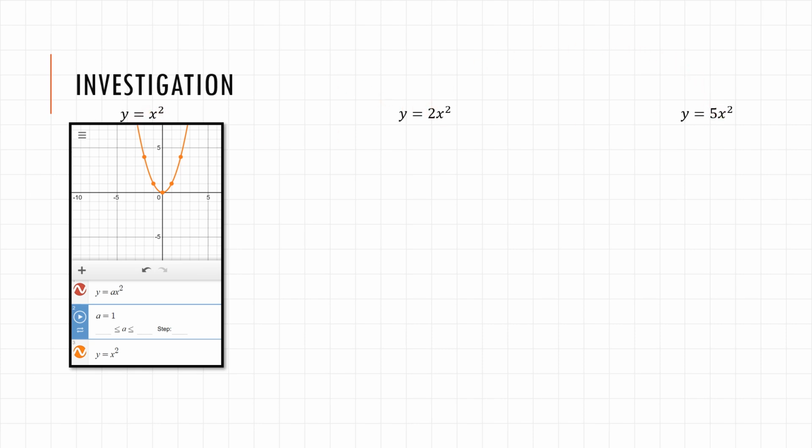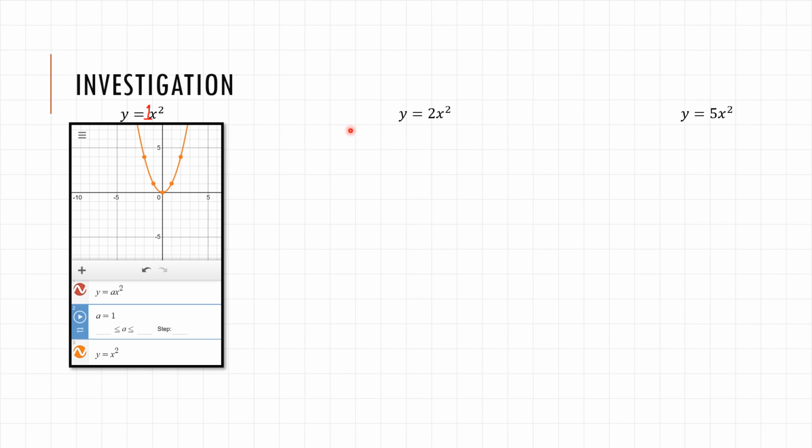Right now, even though you don't see anything there, there is secretly a number 1. If you don't see a coefficient, there's always a secret coefficient of 1. Let me just write that down here. When we increase that value of a to 2, this is a good time for you to pause the video and look at these two, and see if you can describe what is happening to the graph of y equals x squared as the a value increases from 1 to 2 and from 2 to 5.